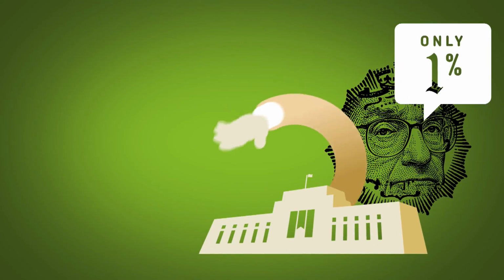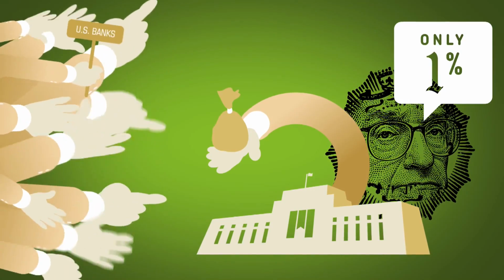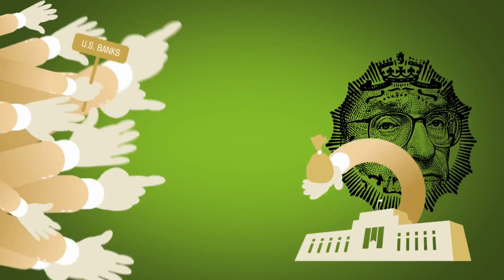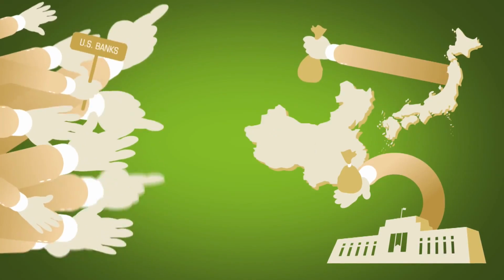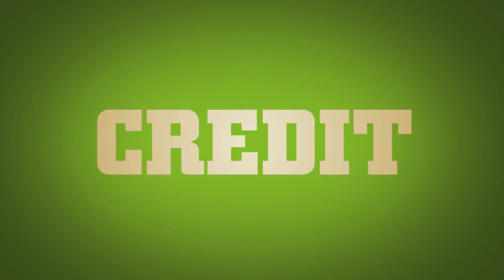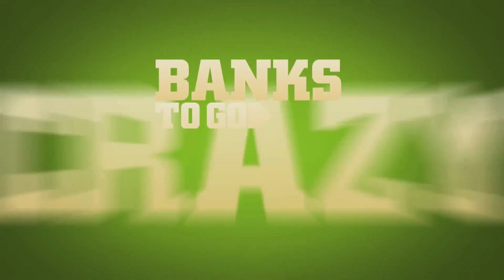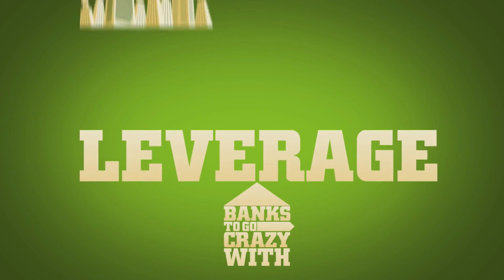On the flip side, this means banks on Wall Street can borrow from the Fed for only 1%. Add to that general surpluses from Japan, China, and the Middle East, and there's an abundance of cheap credit. This makes borrowing money easy for banks and causes them to go crazy with leverage.